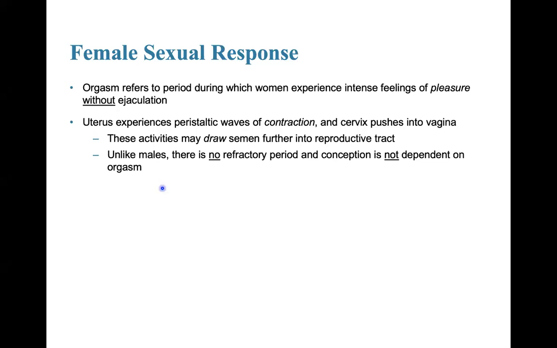An orgasm refers to a period in which women experience intense feelings of pleasure without ejaculation. The uterus experiences peristaltic waves of contraction, and the cervix pushes into the vaginal tract. These activities may draw semen further into the reproductive tract. Unlike males, there is no refractory period, and conception is not actually dependent upon an orgasm occurring. So in other words, a female can have multiple orgasms, and an orgasm is not required for fertilization.